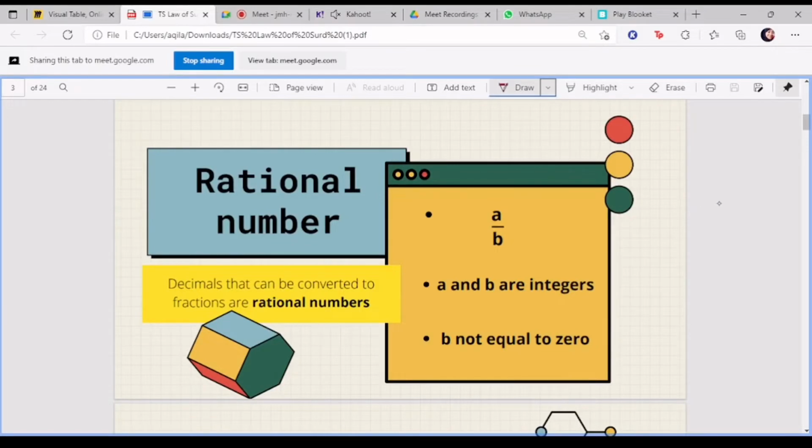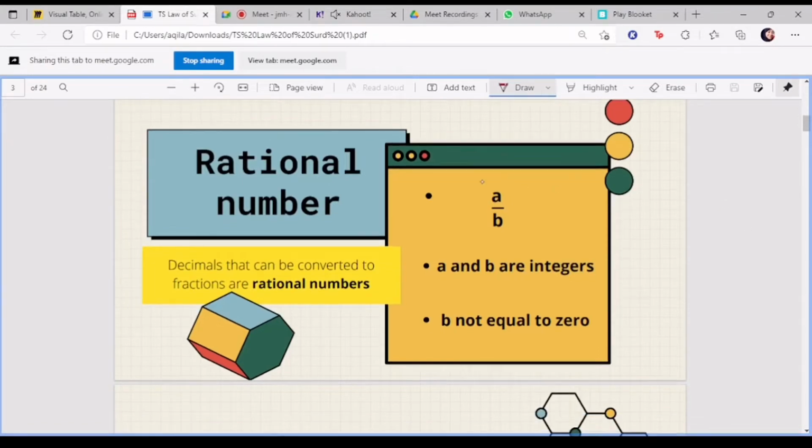Mm-hmm. And then how about irrational number? Can I try, teacher? Yes, you can. Irrational number is a decimal that cannot be converted into the fraction. Okay, very good. All the answers are correct. So, rational number is the number that can be converted to fractions. Meanwhile, irrational number, the decimals cannot be converted into fractions.